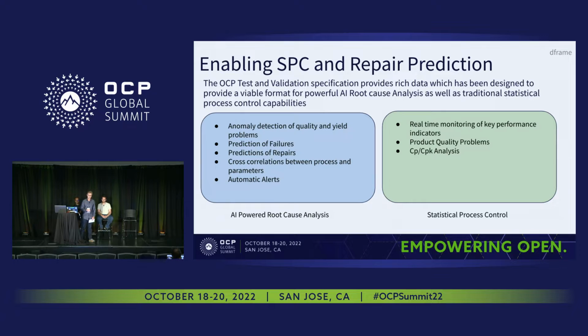So in addition to that, we've talked a little bit about statistical process control and repair prediction. But really what we get here is anomaly detection of quality and yield problems, predictions of failures, predictions of repairs, cross correlations between processes and parameters, and automatic alerting when we need it. On the statistical process side, we have basically real-time monitoring of key performance indicators. We can watch how they change across time or change over units under test. We can detect product quality problems, and we can also do traditional CP, CPK analysis.